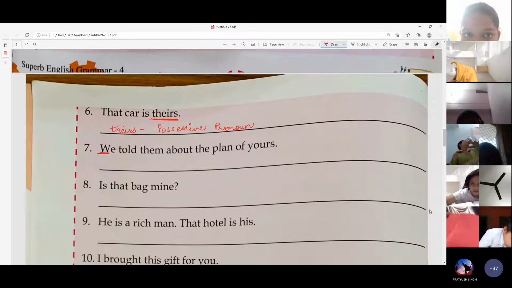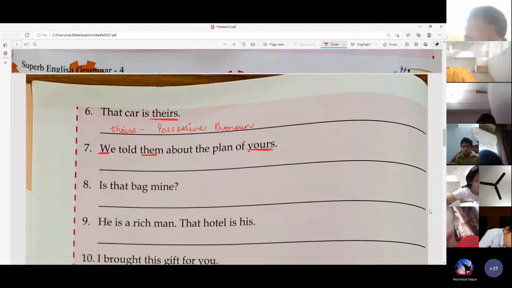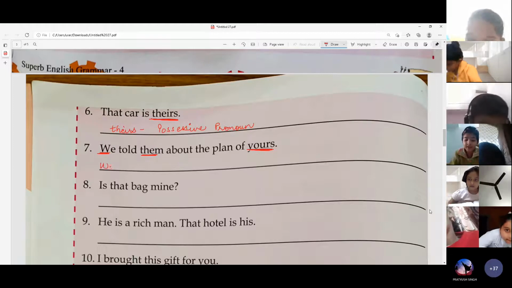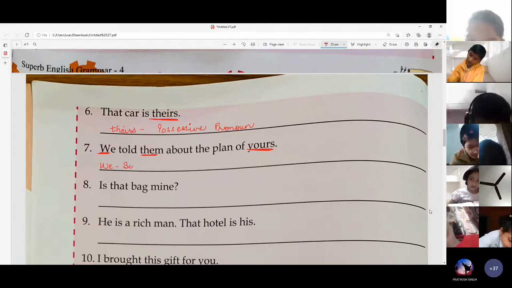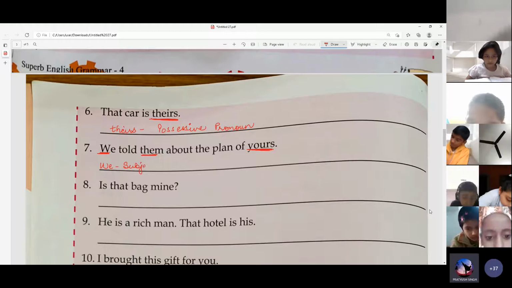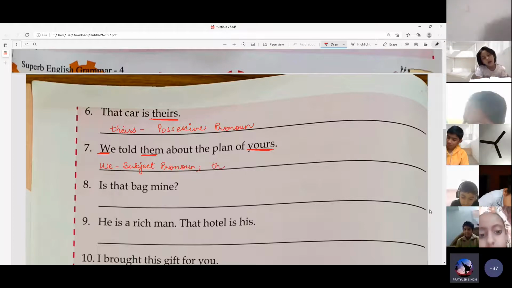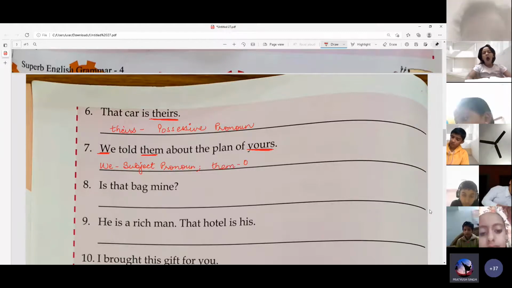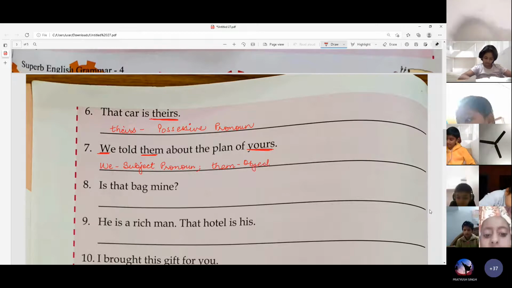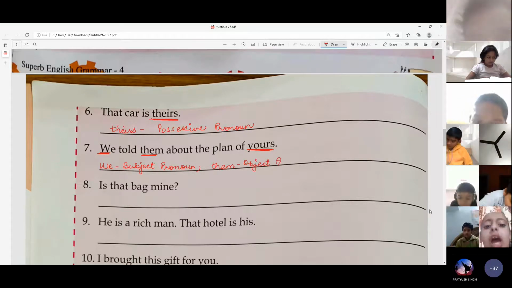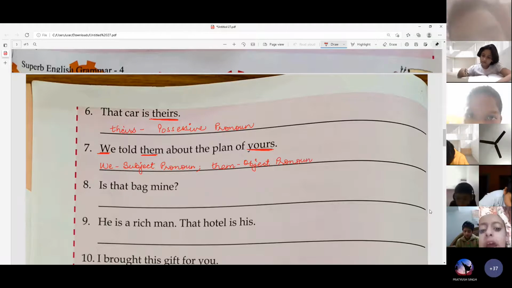We told them about the plan of yours. Ma'am, we is subject, them is object, yours is possessive. Very good. We is a subject pronoun. Them is an object pronoun.